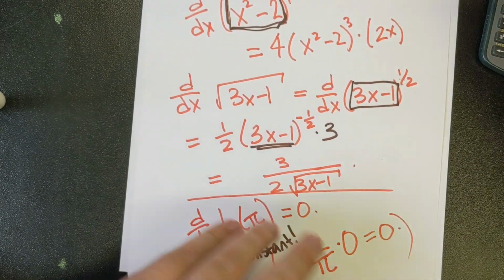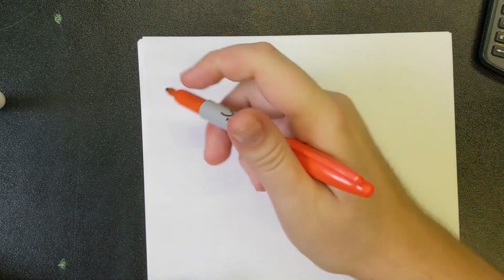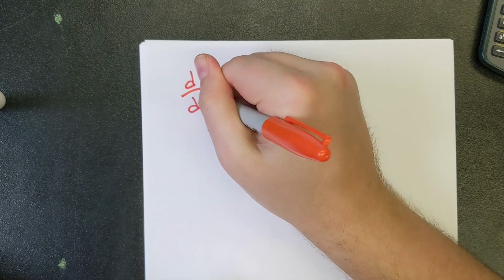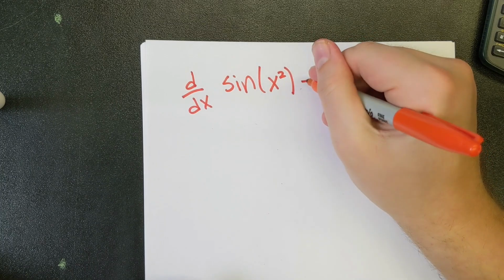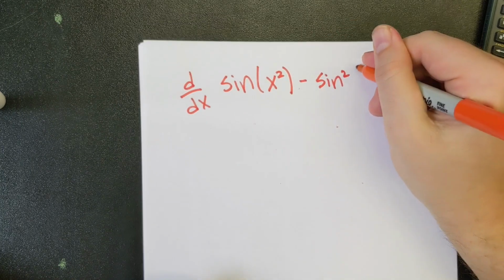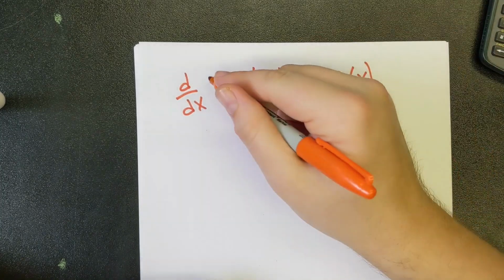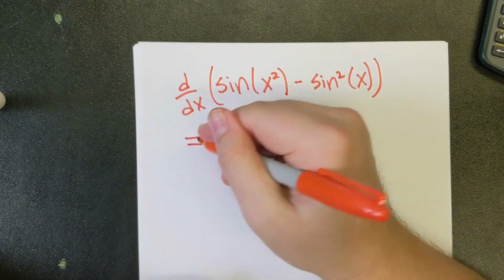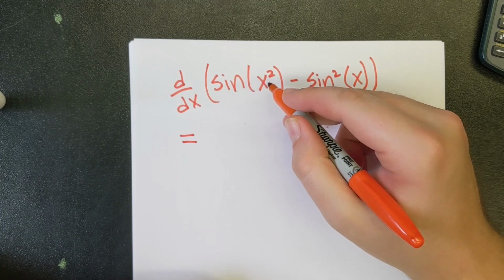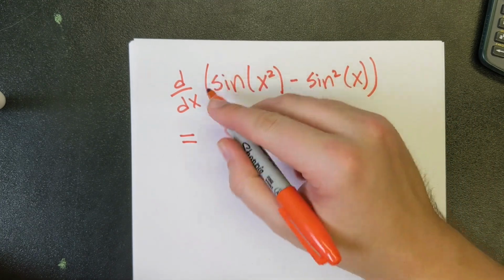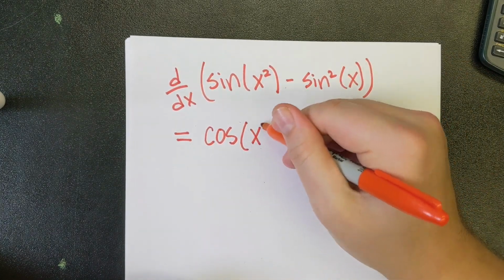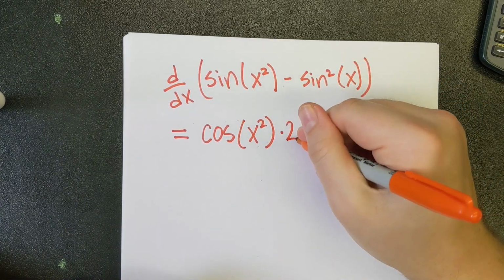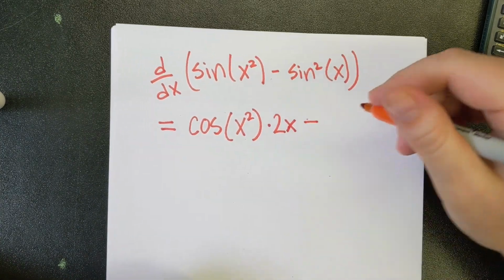Okay, here's a few more. The next one on the sheet is asking you for the derivative of sine of x squared minus sine squared of x. And this is just testing to make sure you really understand the notation of what's going on, right? It's like, here I have sine of a function. So by chain rule, I take the derivative of the outside, it's cosine, and then I leave the inside the same, times the derivative of the inside, 2x. That was my chain rule.